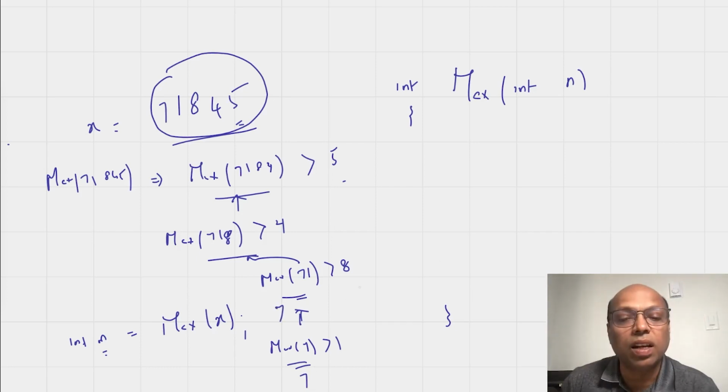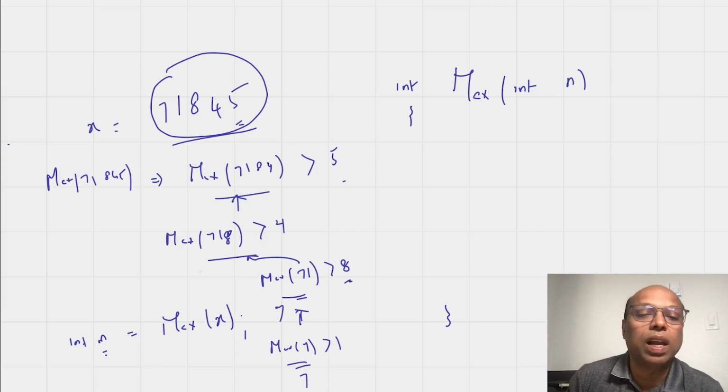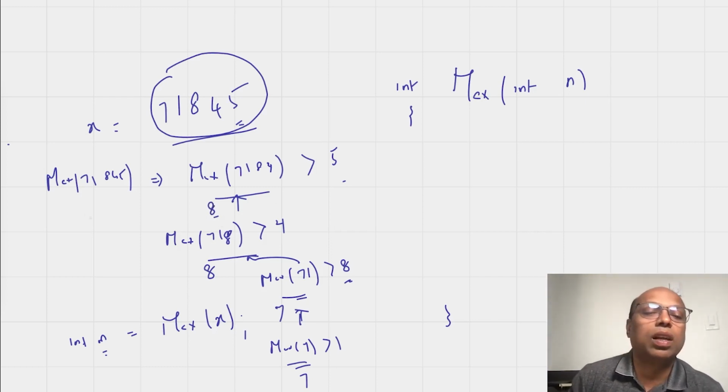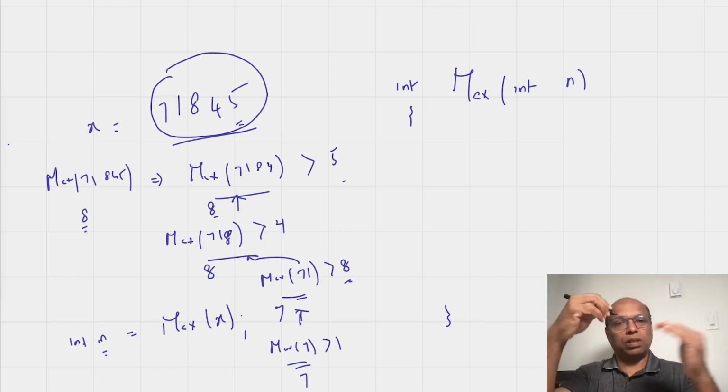7 is greater than 8. Condition is false. Therefore, 8 is greater and will be written here. 8 is greater than 4. Condition is true. Therefore, I will return the 8. 8 is greater than 5. Condition is true. I will return 8 to this. See where we started and where we are going to end.